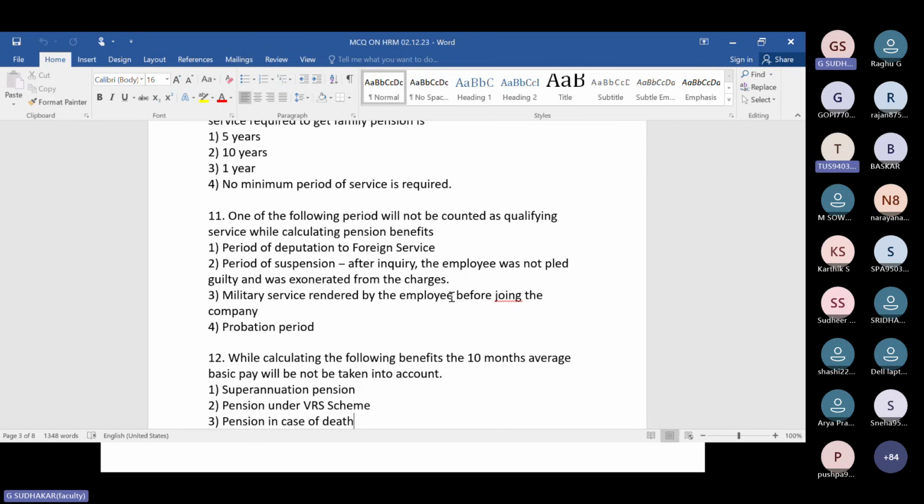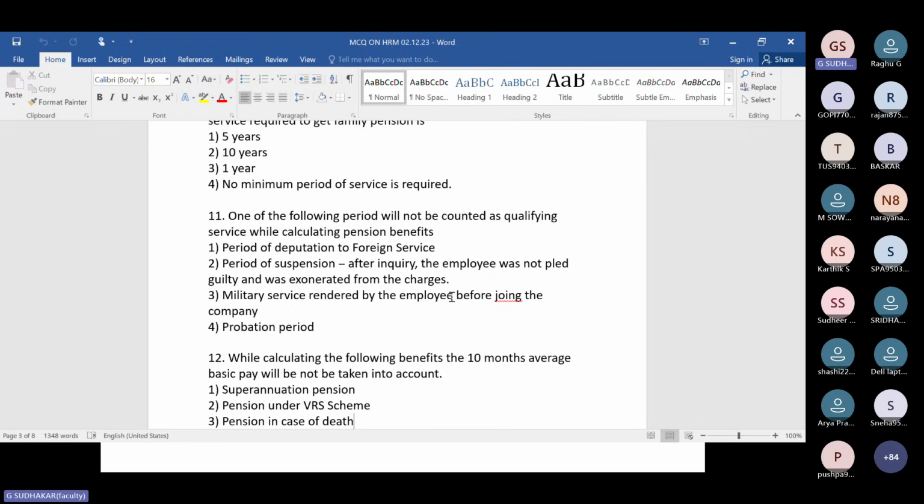Probation period will be counted. Period of suspension after inquiry, where the employee was not found guilty: there is no break in service. Period of deputation: he was on deputation to foreign service for 3 years, it will be counted. Which one is not counted? Military service rendered by the employee before joining, because he was in the military for 15 years.